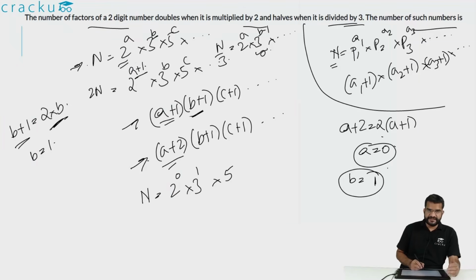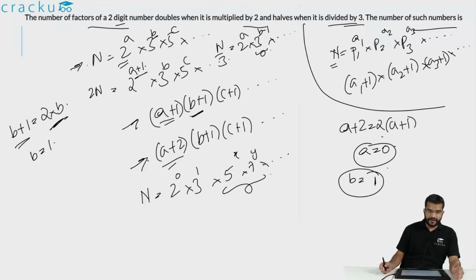into the rest is fine. The rest can be anything. It can be 5 to the power x into 7 to the power y and so on. You just want the power of 2 to be 0 and the power of 3 to be 1, and every other prime factor can have any power to itself. How many such 2-digit numbers exist?